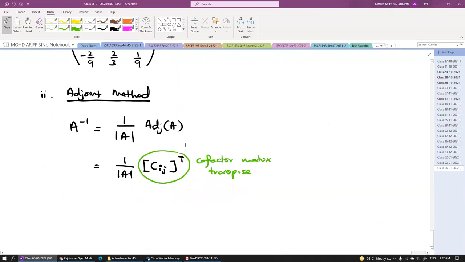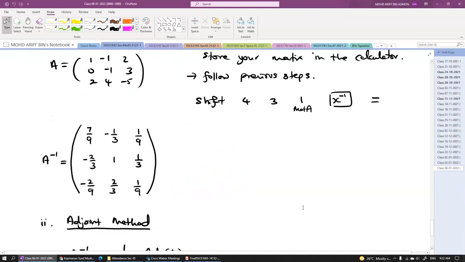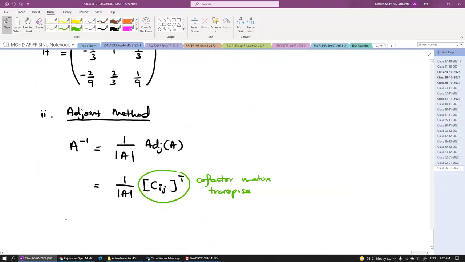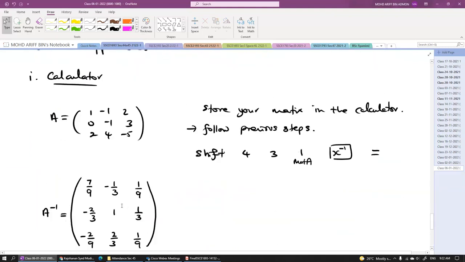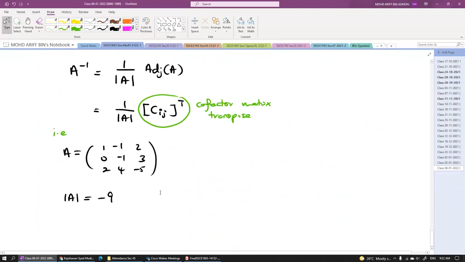So now go back to this one. I'm using the same A, to save our calculation. Previously we already calculated our determinant. The determinant of matrix A here is -9. I'm not showing the calculation again because we did it before. Now we just want to find our cofactor matrix.